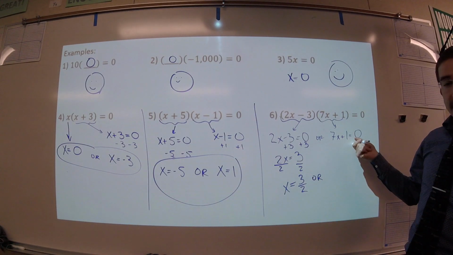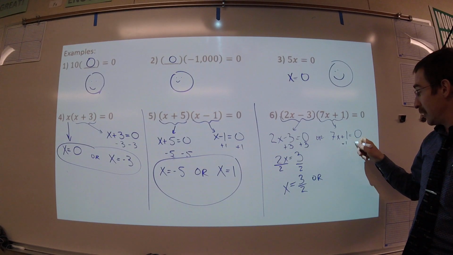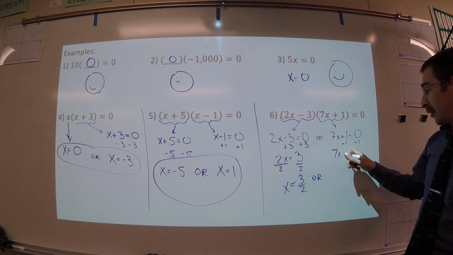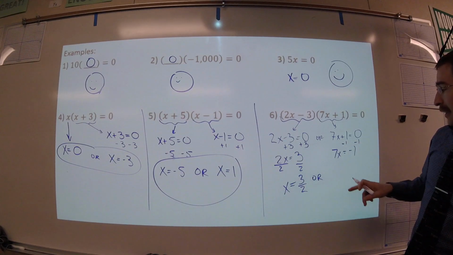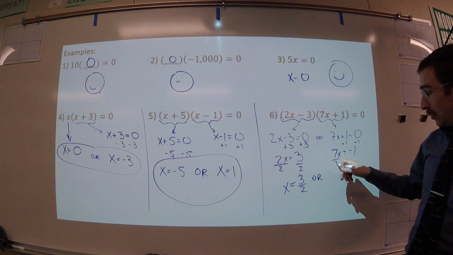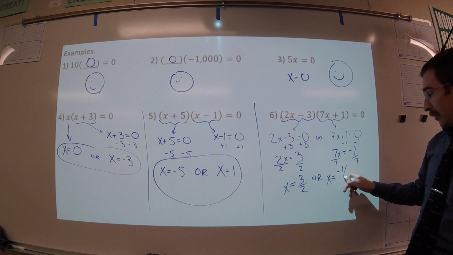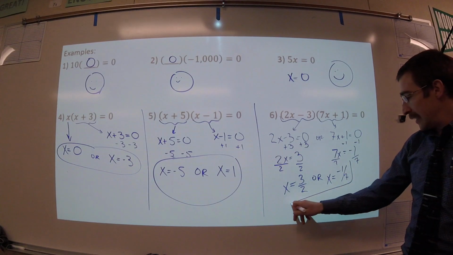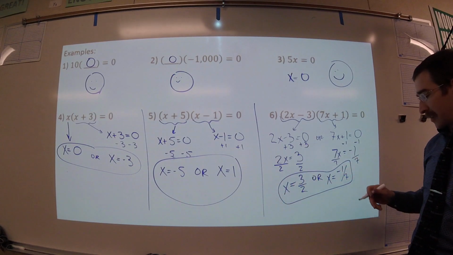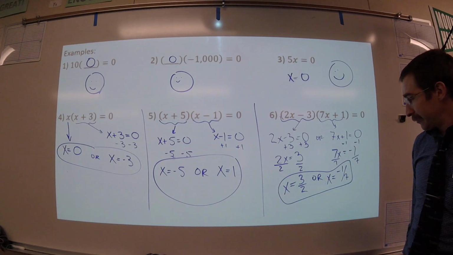Or here we got 7x plus 1 equals 0. So we just get rid of that plus 1 by going minus 1. So we want to get this 7x all by itself. Like 7x equals negative 1. Well, that's 7 times x. So I divide by 7. And I get x equals negative 1 over 7. And we leave that as a fraction because that's a not so fun decimal to write out. It just keeps going. And that's it.